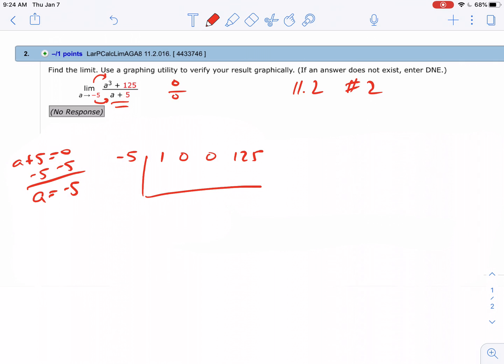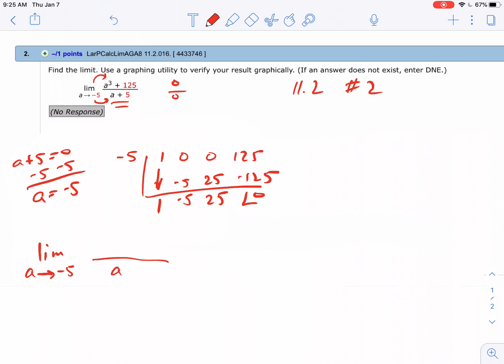I had to put the zeros in for there's no a squared in a term. So when the 1 drops through, -5 times 1 is -5. 0 and -5 is -5. Multiply, I get 25. Add them, I get 25. And then when I multiply, I get -125. And the remainder is 0. So what I'm really looking at is what is the limit as a approaches -5.